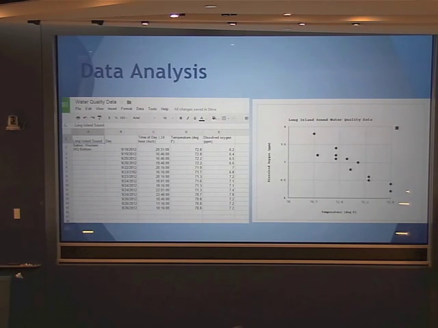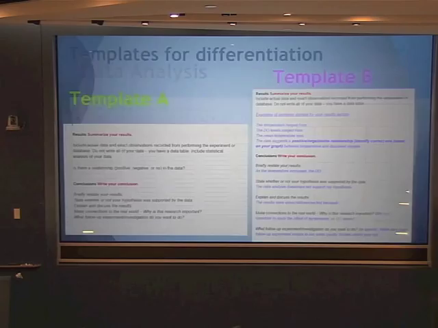So this is just a sample from some lab reports. The students use a spreadsheet to type in their data, and then they create graphs to determine whether or not there is a relationship. So they use scatter plots to figure out if there's a positive, negative, or no correlation between temperature and dissolved oxygen.